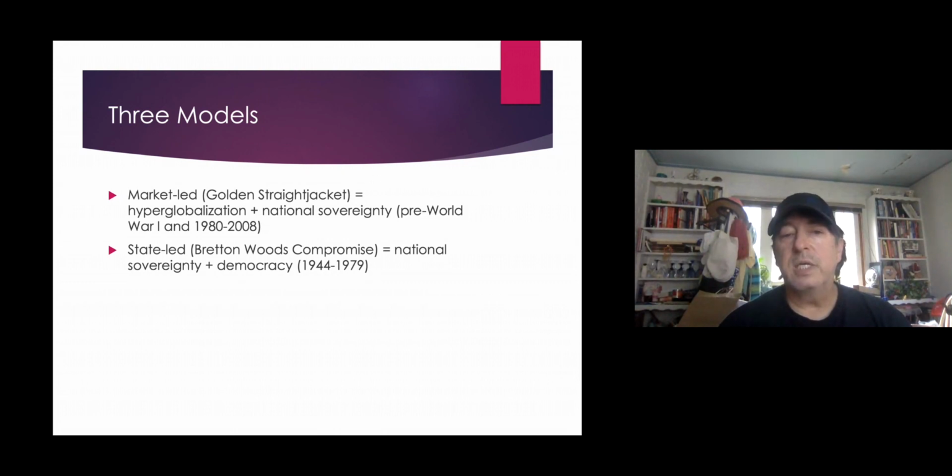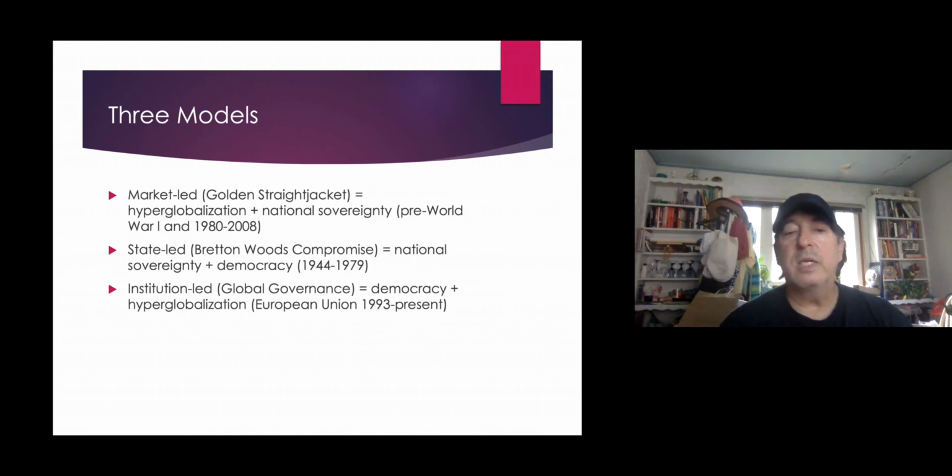The state-led, where governments had meaningful choices. That was the Bretton Woods system that basically lasted from 1944 to 1979. And then you have the institution-led. We've never had this at the global level. Institution-led combines democracy and hyperglobalization, but you do have it at the regional level within the European Union, which basically was created in 1993 and up to the present.